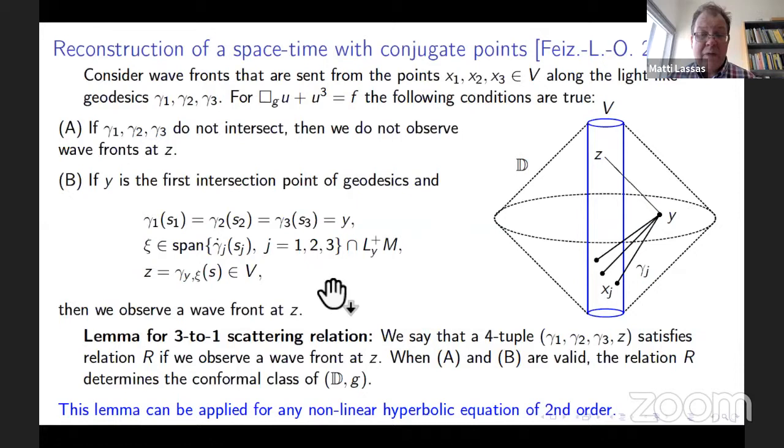And now with Faiz Mohammadi and Oksanen, we made a slightly abstract definition related to this. We defined the 3-to-1 scattering relation that we can see here in this picture. We say that these three geodesics, gamma 1, gamma 2, gamma 3, and the point z satisfy a relation R if we observe singularities at point z when we send singularities along the geodesics.